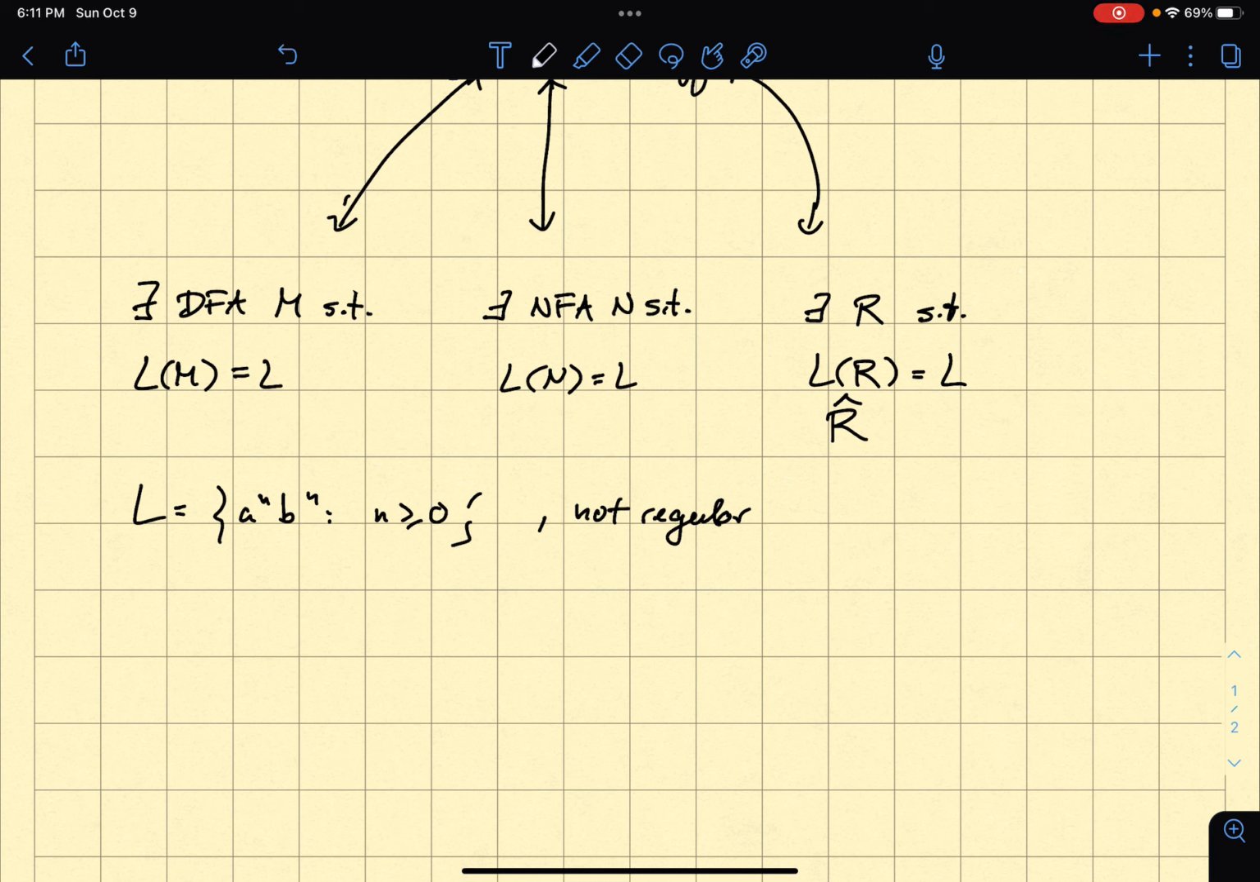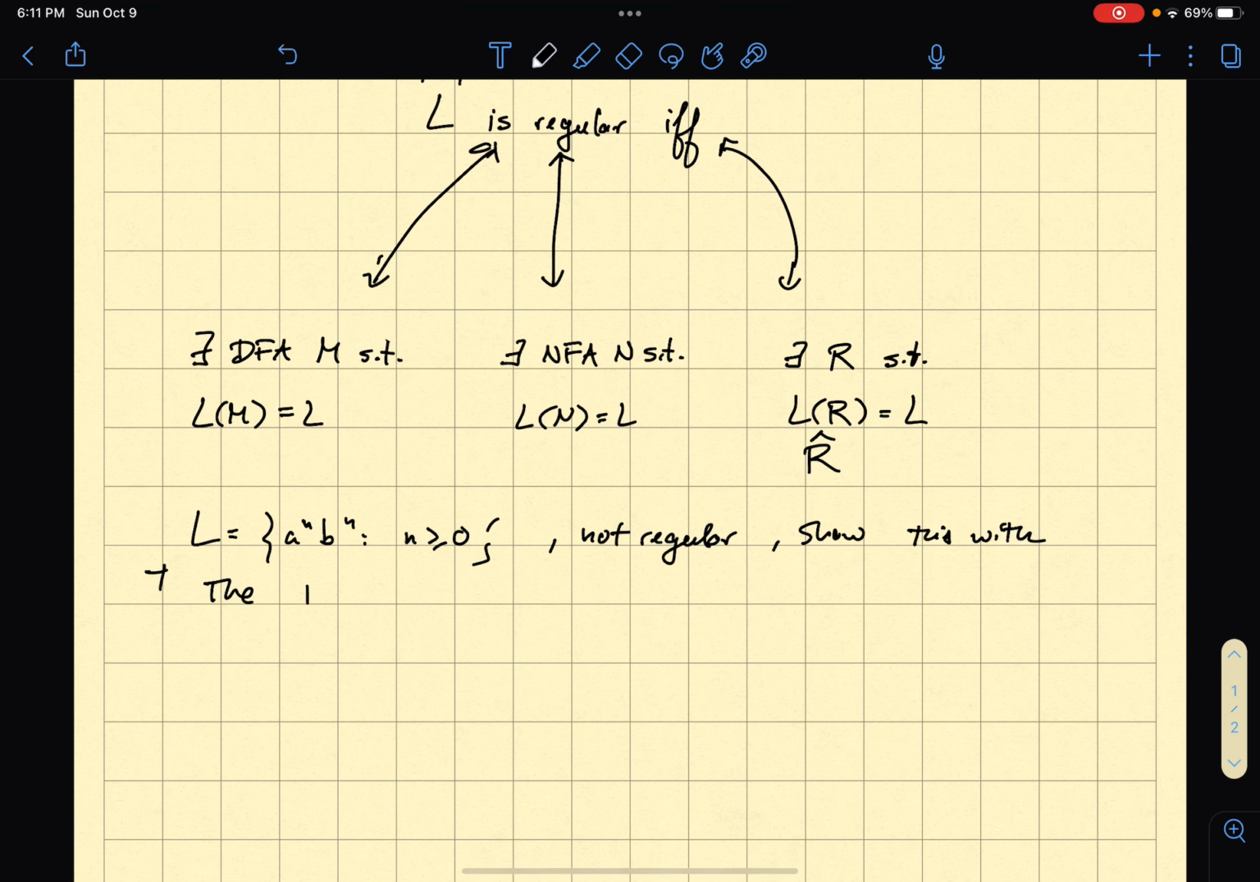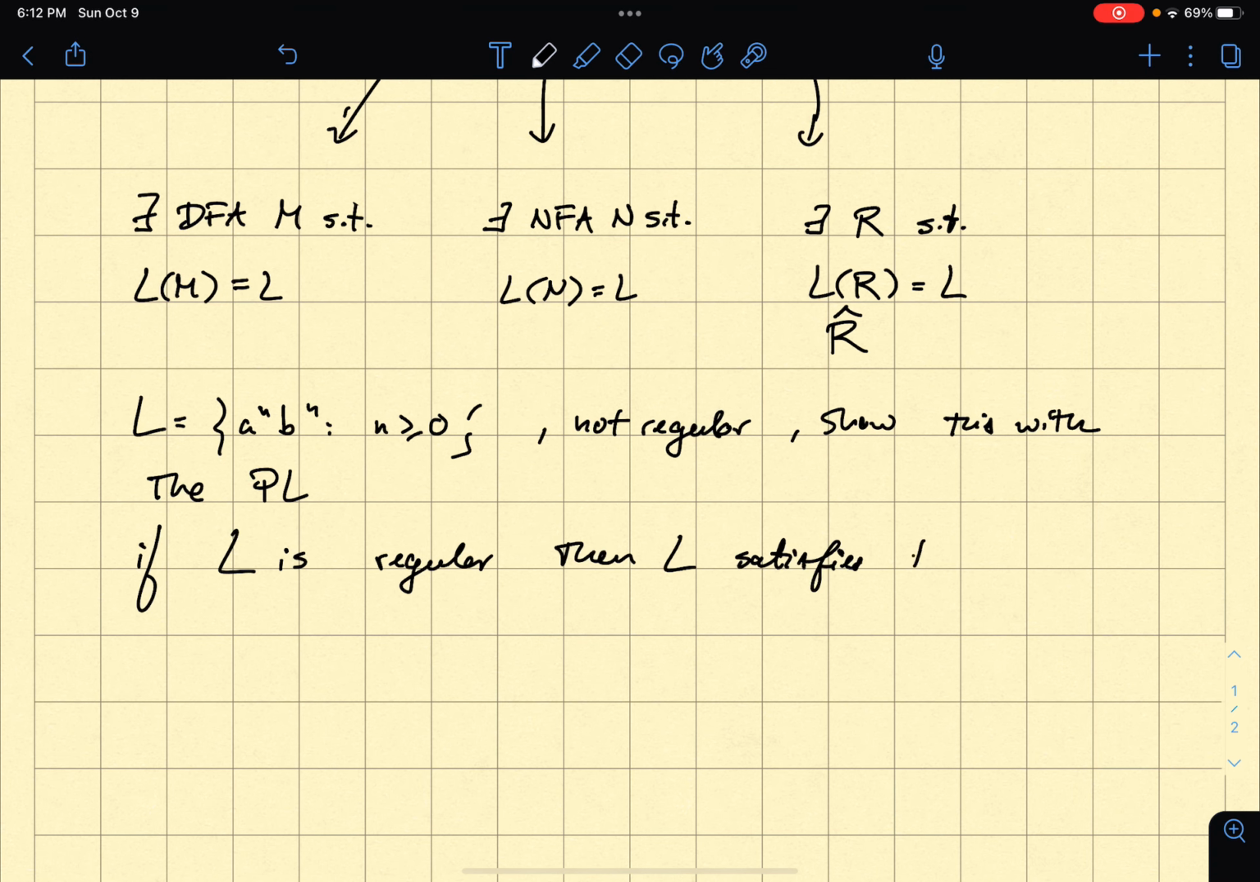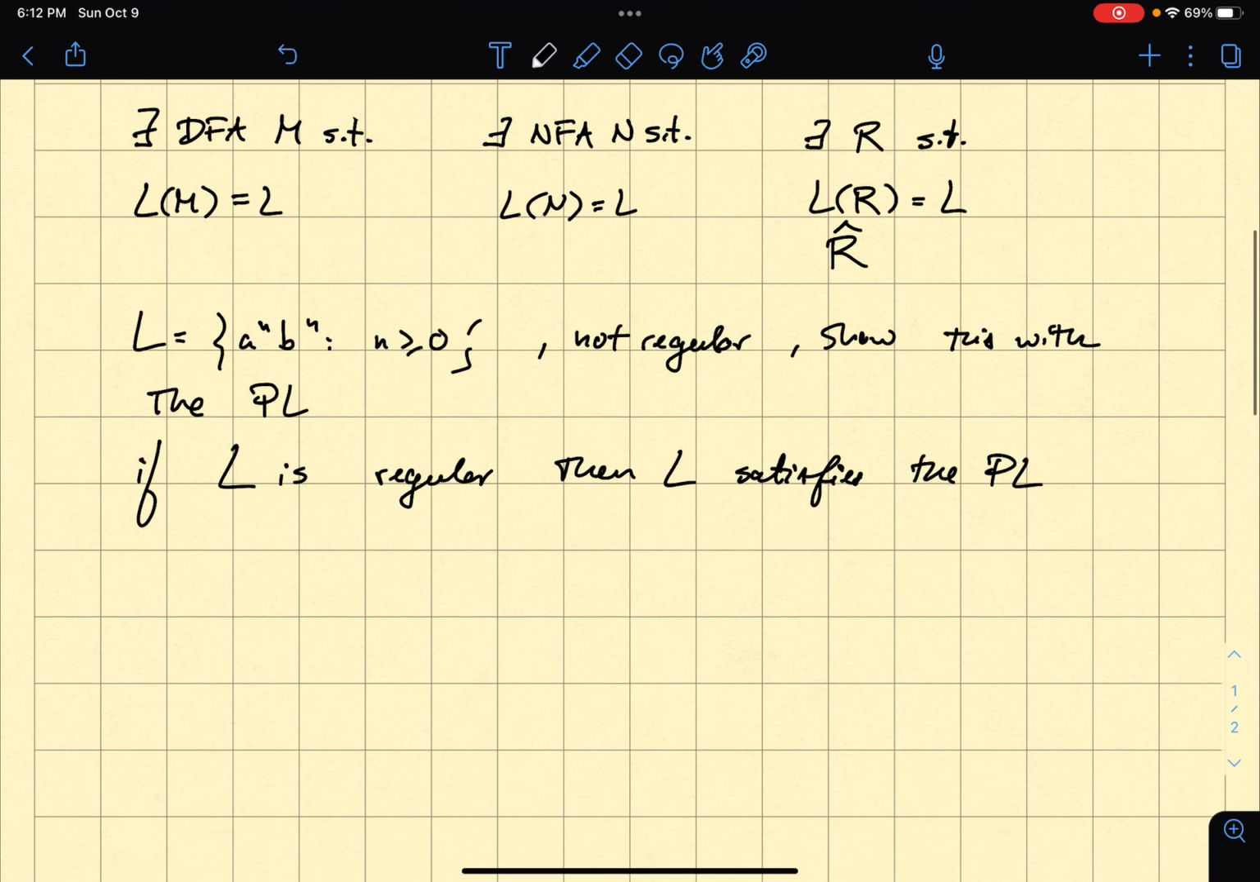Okay, so that was the intuition, but to actually prove this, we used the pumping lemma. So what did the pumping lemma tell us? It told us that if L is regular, then L satisfies the pumping lemma, right? I won't write it down again.